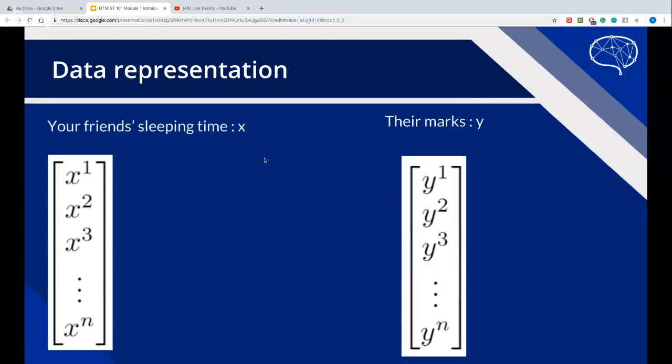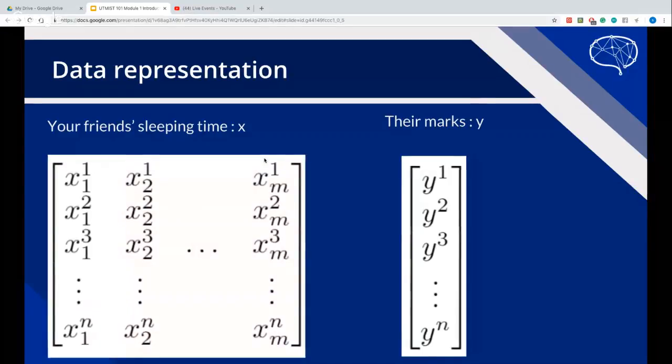So what we have is your friends' sleeping data. We denote it as X, and we have their midterm marks, which we denote as Y. So we write them into 2 vectors, vector X and vector Y. What if we want to investigate how other factors affect our midterm mark, such as time spent on dating, playing video games, clubbing? We append extra columns to our X vector, so we have a matrix instead of a vector.